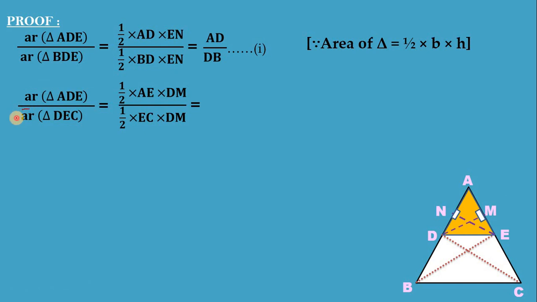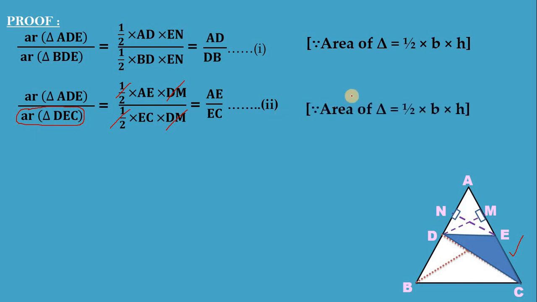Similarly, let us find the area of triangle DEC. This triangle is shaded in blue color. The base is EC, and don't take DE as height, take DM as height. Now here half and half get cancelled, DM and DM get cancelled. Now what is left? That is AE by EC, and call it equation number 2, and the reason is the same.